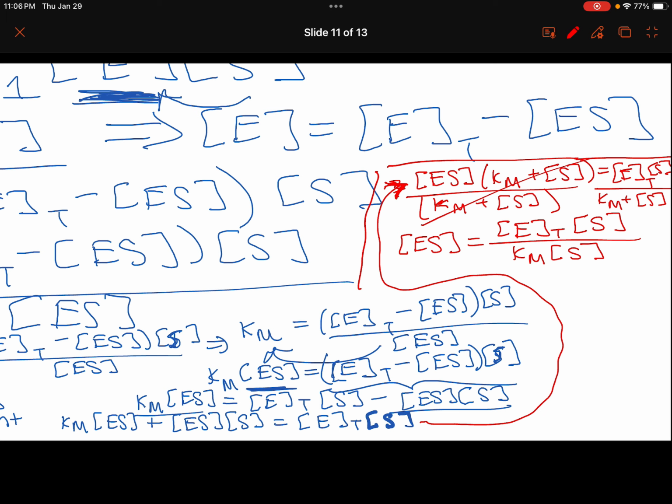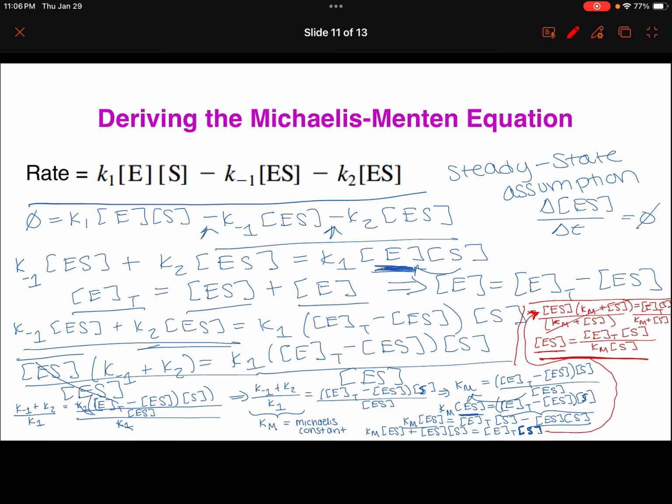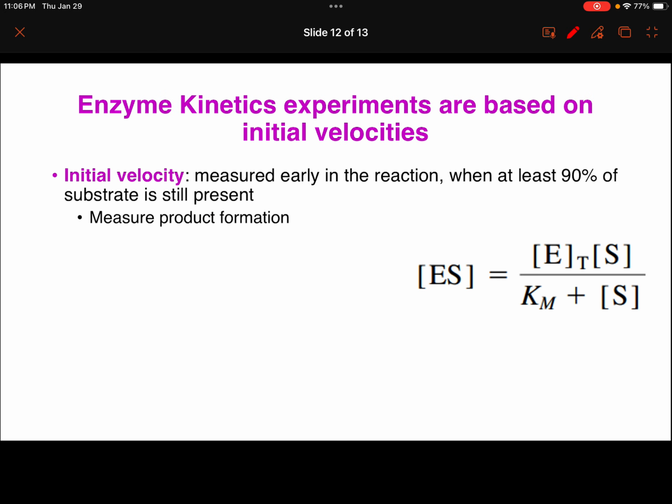All right. So that is one of the biggest things, because we need to have an equation for this because we can't measure it. You'll see what we're going to do with this on the next slide. So let's go to the next slide.